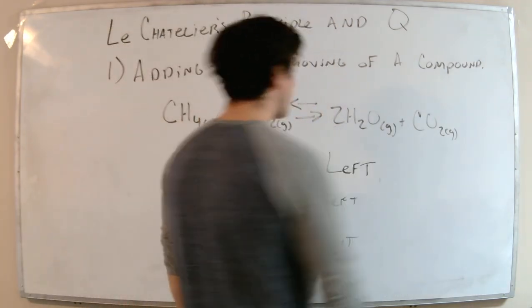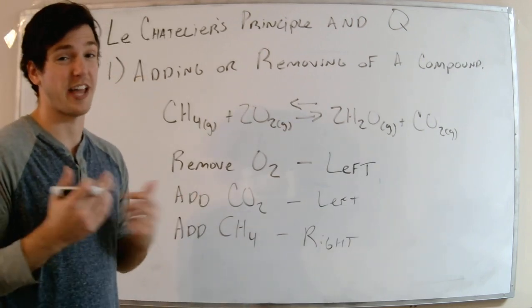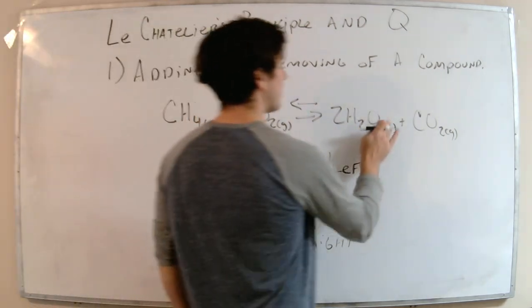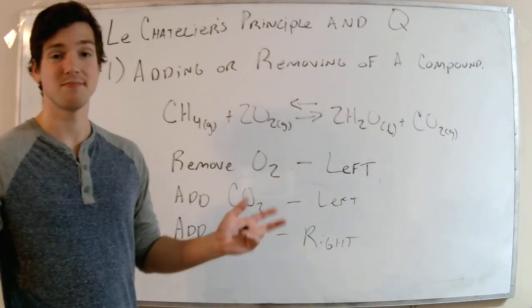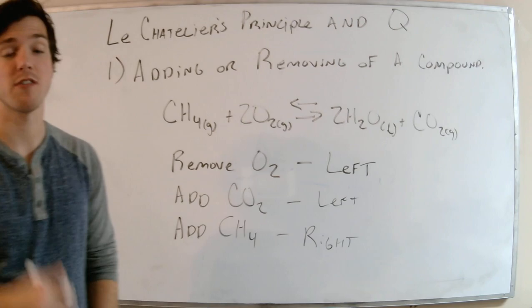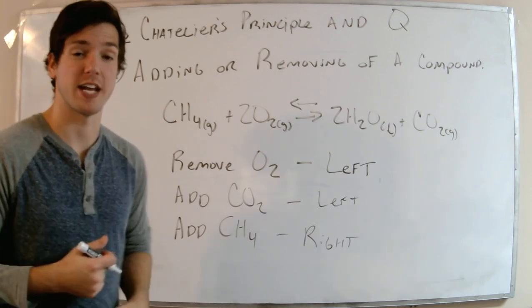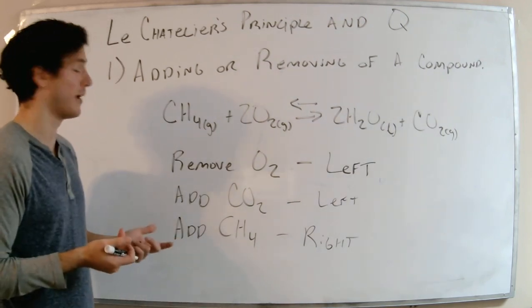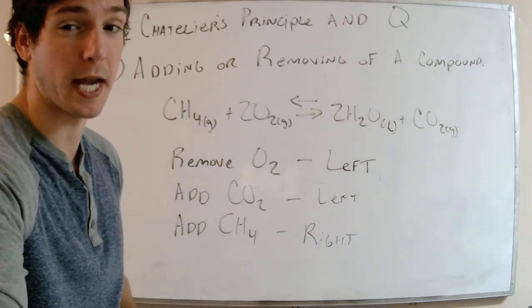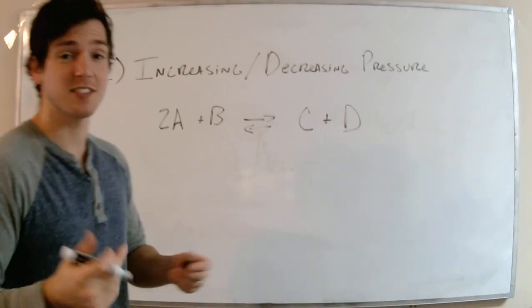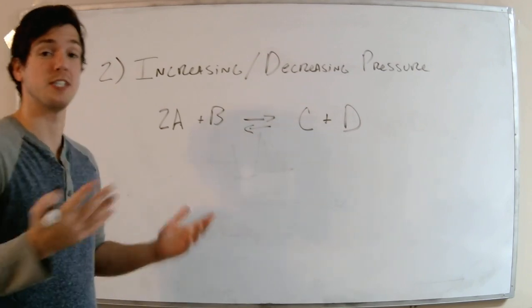Remember again, the only things that affect equilibrium are gases and aqueous solutions. So if this water were a liquid, and I said add H2O, you would say nothing. Liquids and solids don't affect equilibrium, so keep that in mind later on. So we should be able to understand that adding a reactant or product, or removing a reactant or product, will shift it left or right. Let's go on to our next factor. Our next thing in Le Chatelier's principle that's going to affect the equilibrium shift is increasing or decreasing pressure.